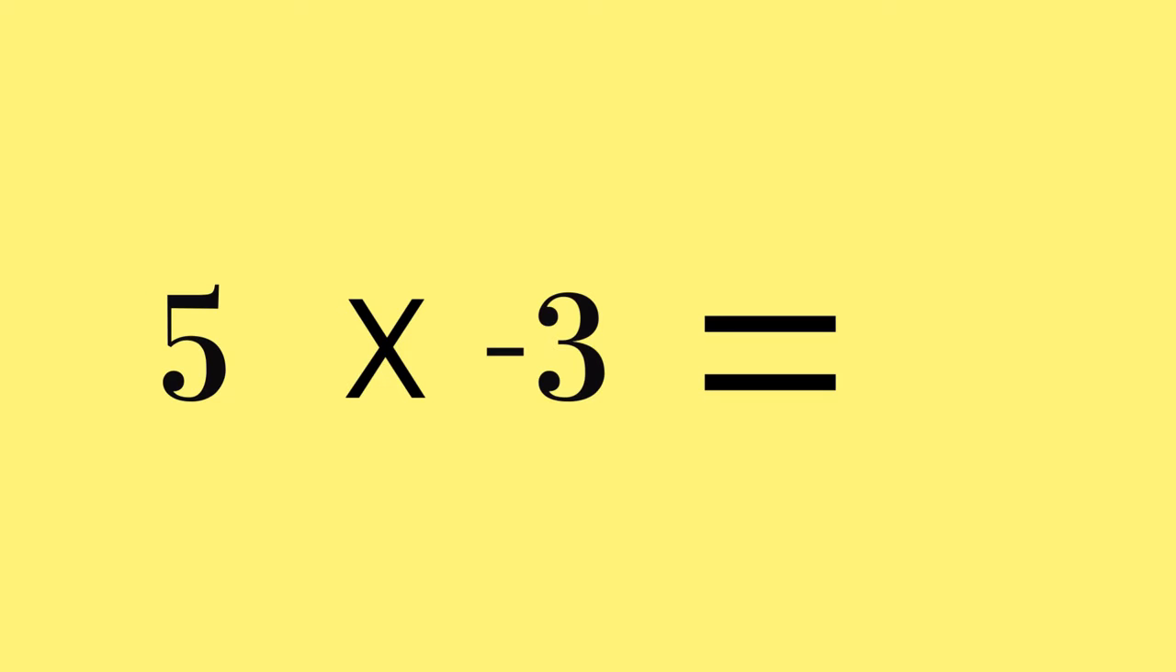Have a go at this question too. 5 multiplied by negative 3. Pause and play again when you are ready. In this case, we have both a positive number and a negative number, so we know our answer will be negative. 5 multiplied by 3 is 15, so our answer is negative 15.